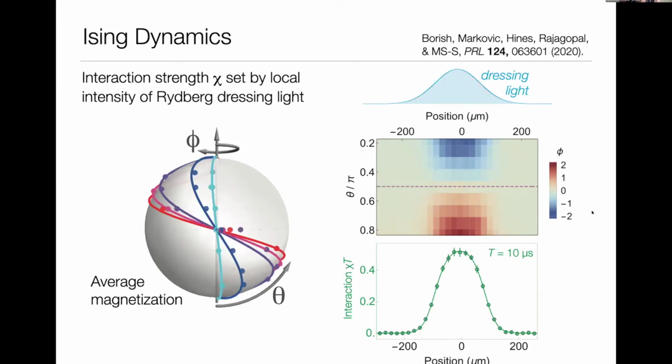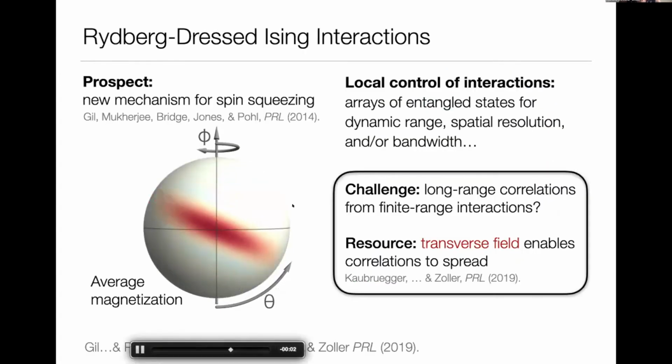Just as a side note, I'll mention one reason why this sort of twisting effect is interesting. So far, we've looked at the mean field dynamics, but if you started to ask what's happening to the quantum fluctuations of the magnetization, these dynamics should be expected to squeeze the quantum fluctuations, and that's an effect that we hope to detect in the system soon.